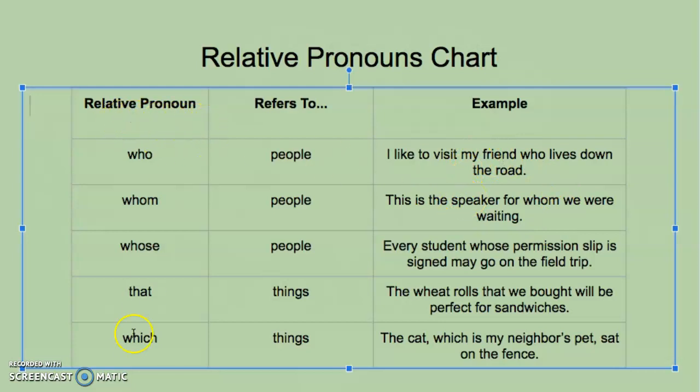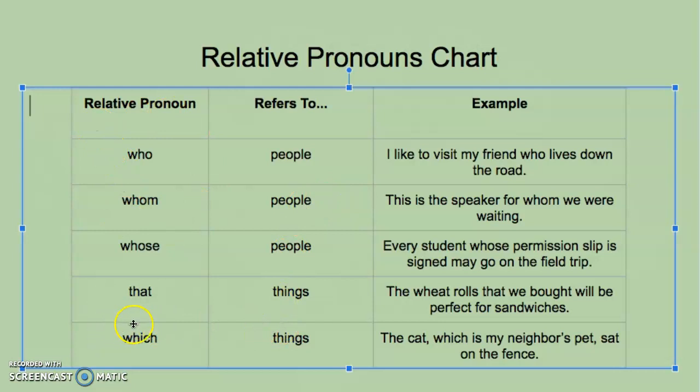The relative pronoun whose refers to people also. An example, every student whose permission slip is signed may go on the field trip. The relative clause whose permission slip is signed may go on the field trip is giving us more information about the student.